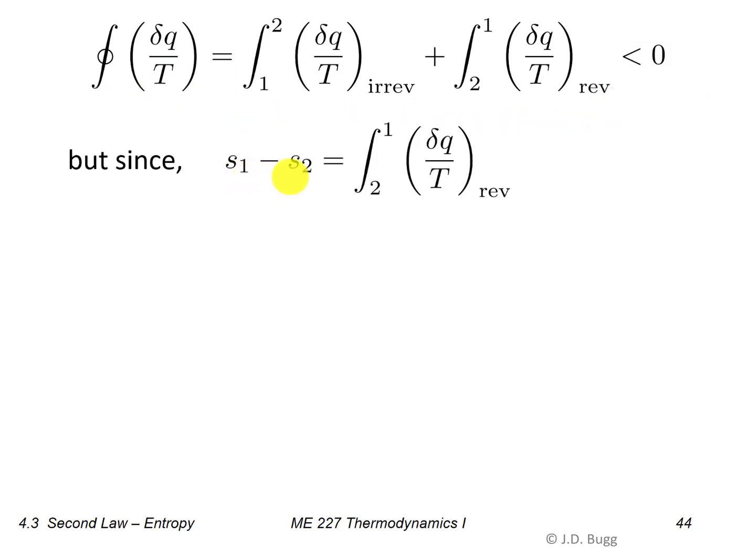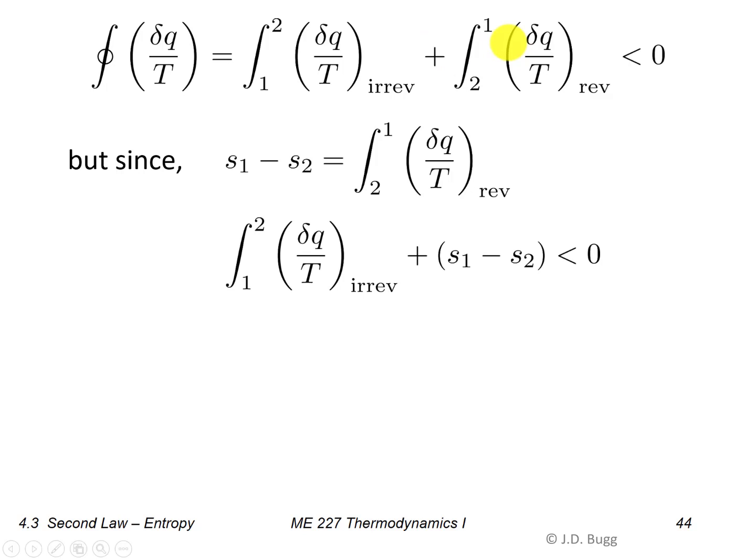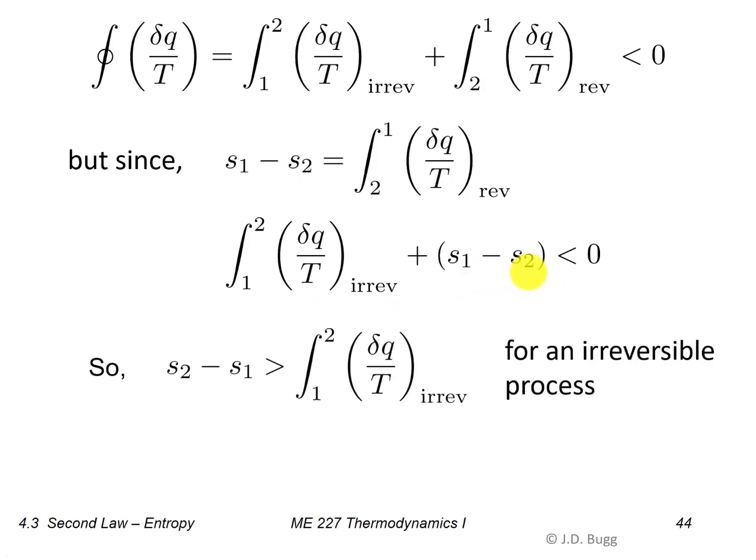Now we know that S1 minus S2 is the second part of this. So this part is the entropy change because that part of this cycle is reversible. We talked about this on the previous slide. So we're just going to take it and substitute it into this expression. And we get this part is still unchanged, and we've replaced this with S1 minus S2. And then just move the S1 minus S2 over to the other side of the inequality.